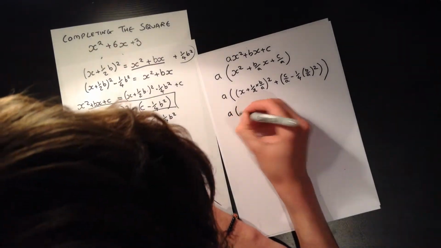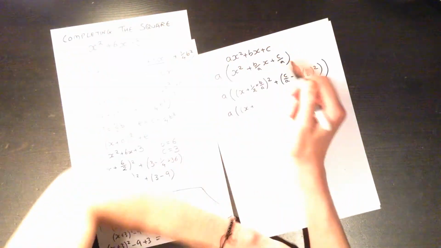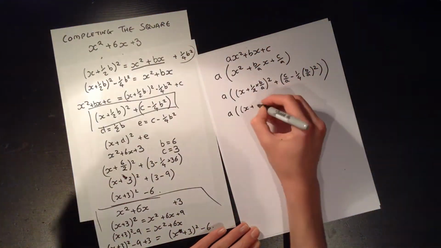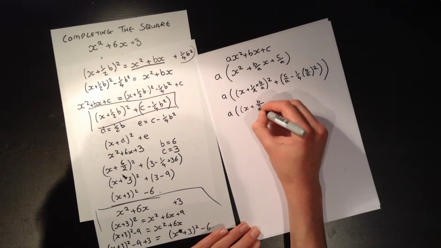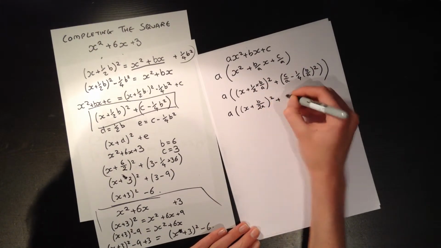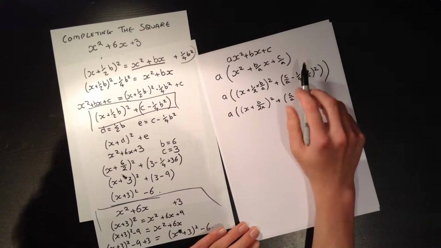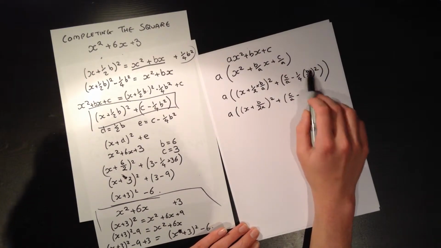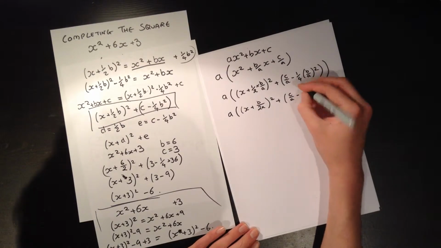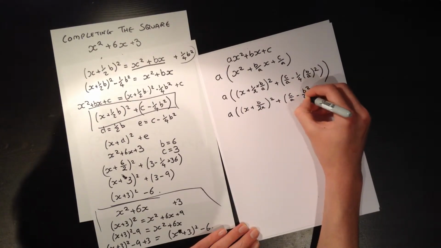Now, the first step is to simplify these a bit. So you end up with x plus, now if you're multiplying fractions, you multiply the top by the top, b, and the bottom by the bottom, 2a, squared plus c over a minus, now this b over a squared is b squared over a squared, and then timesing top you get b squared over 4a squared.